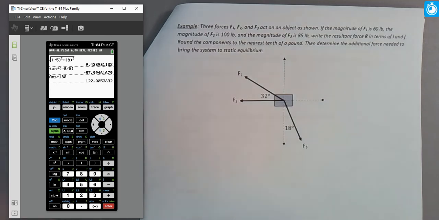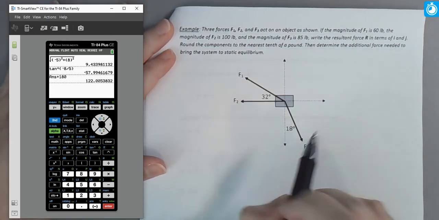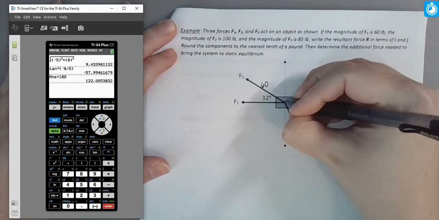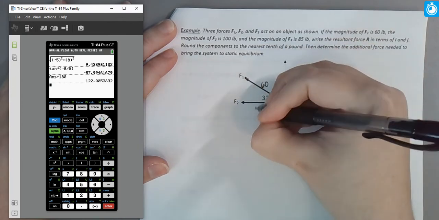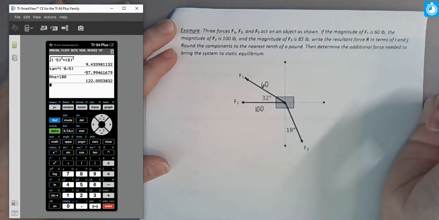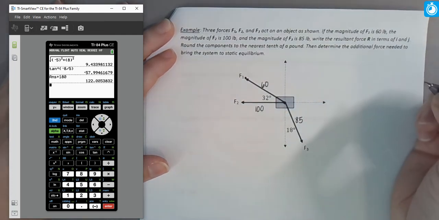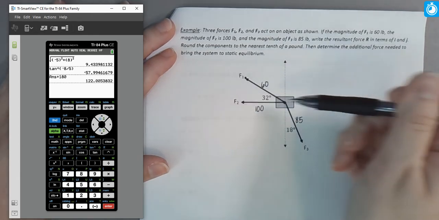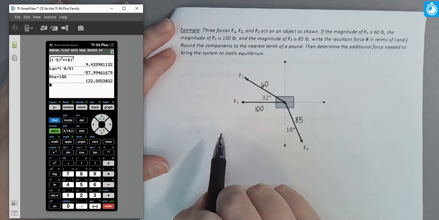Okay, so we have our three forces. Let's write in the magnitude for each of them. So force 1 is 60 pounds. So the magnitude, the length of that line segment is 60, if you want to think of it that way. The magnitude of force 2 is 100 pounds. And the magnitude of force 3 is 85 pounds. So the greatest force is being expressed in this particular direction, which happens to coincide with the negative x-axis.